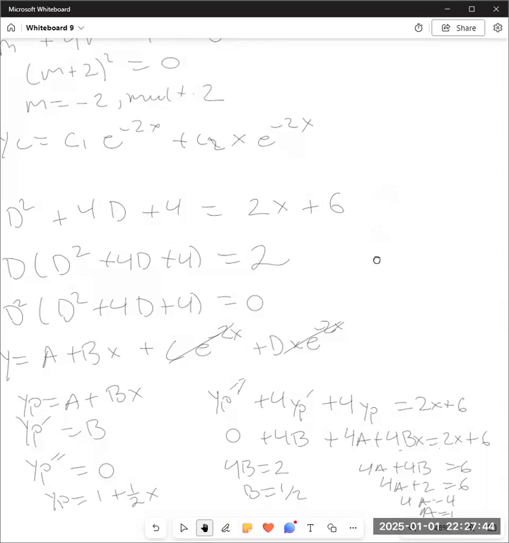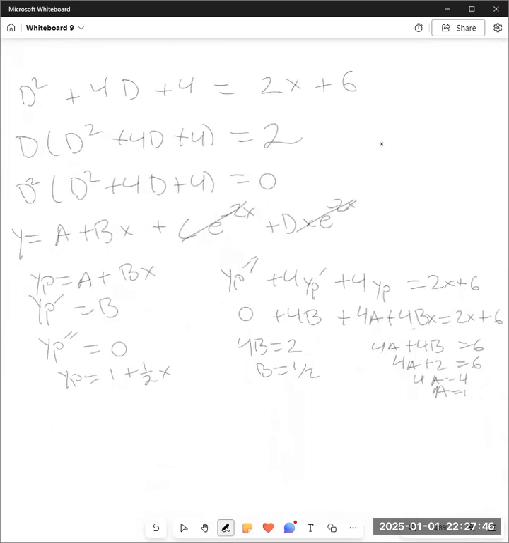And that means that my total solution here, y, is equal to a plus bx. I'll put it on the end. And then c1 e to the negative 2x plus c2 x e to the negative 2x. So that is this one here. All right.